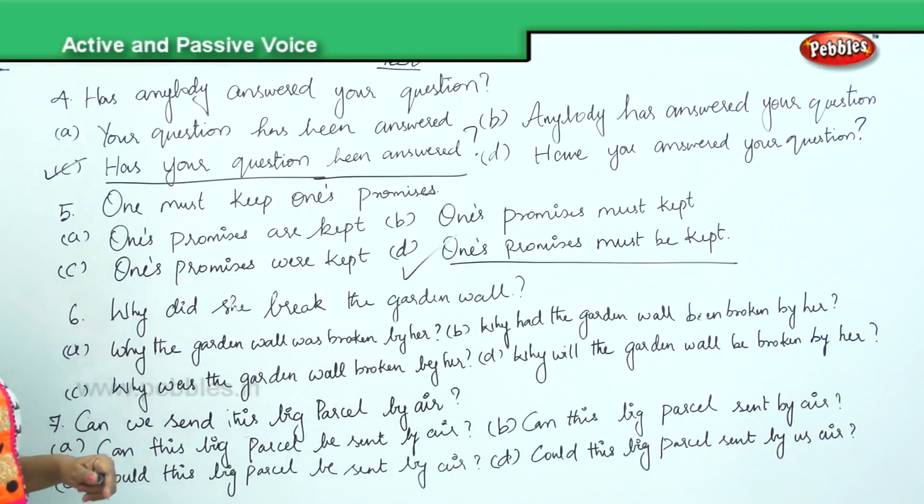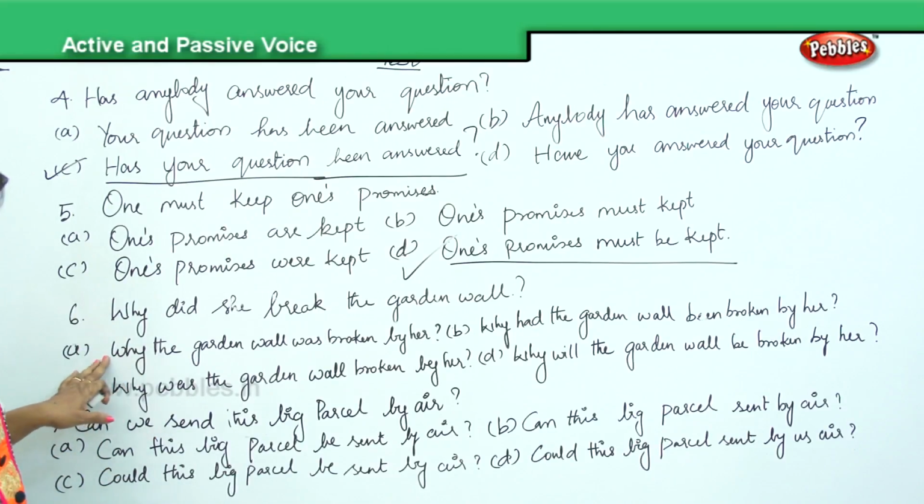Put a tick and give one mark each. Why did she break the garden wall? This is a question. Now we have 4 sentences and all the 4 are questioning sentences.